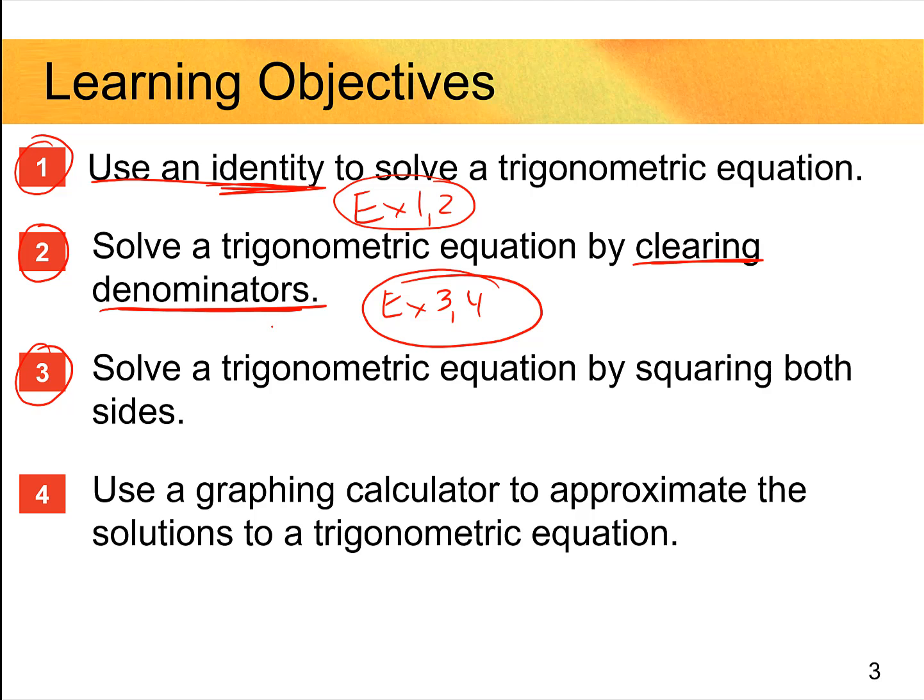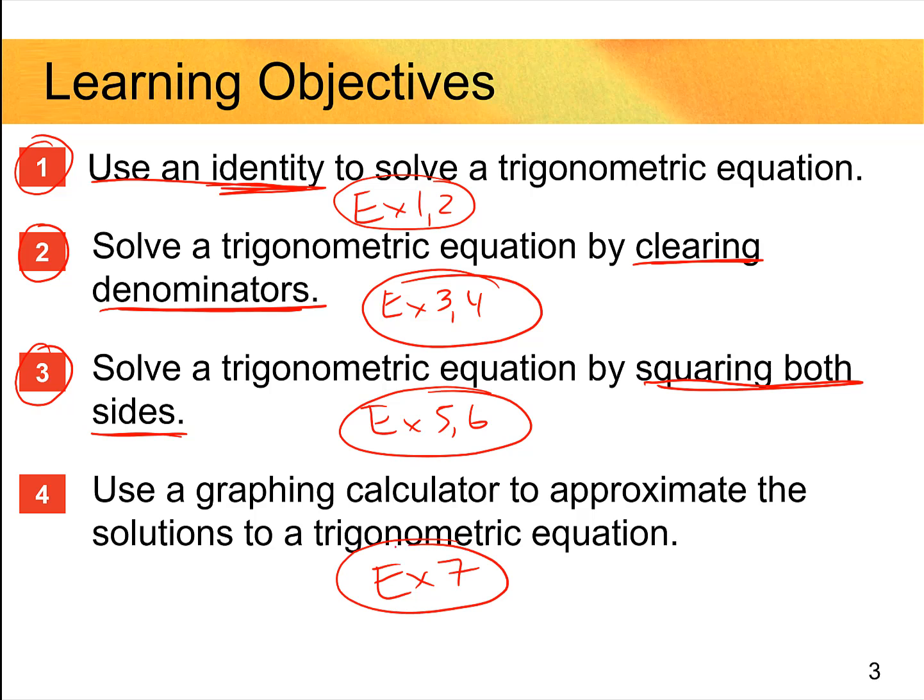And then the third method is squaring both sides. I've set up 5 and 6 to do that. And then we have a last one here, graphing calculator to approximate an answer or verify answers. We'll do more like verify answers, and that'll be exercise 7. So there's a breakup of the way we're going to do this. So let's jam with it.